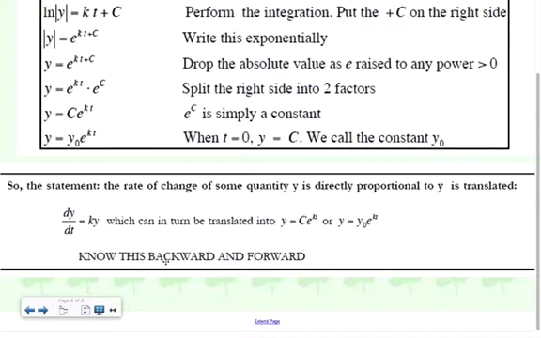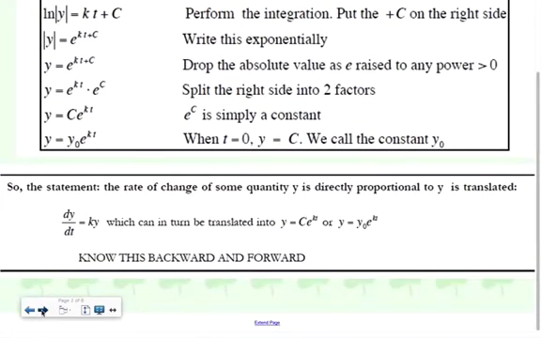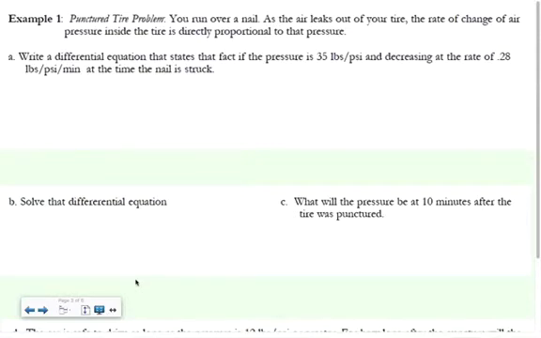The statement, the rate of change of some quantity y is directly proportional to y, means this differential equation and this solution. It's the only one on the AP test that if you see this, you can automatically go to that without work. We're going to see other ones tomorrow where we have to go through and solve all these differential equations. Any questions there? So we're going to do some applications with it, and we'll go through and solve that a couple times just to make sure that you know how to do it, but then eventually we're just supposed to know that. Okay, so go ahead and read this example about the punctured tire.